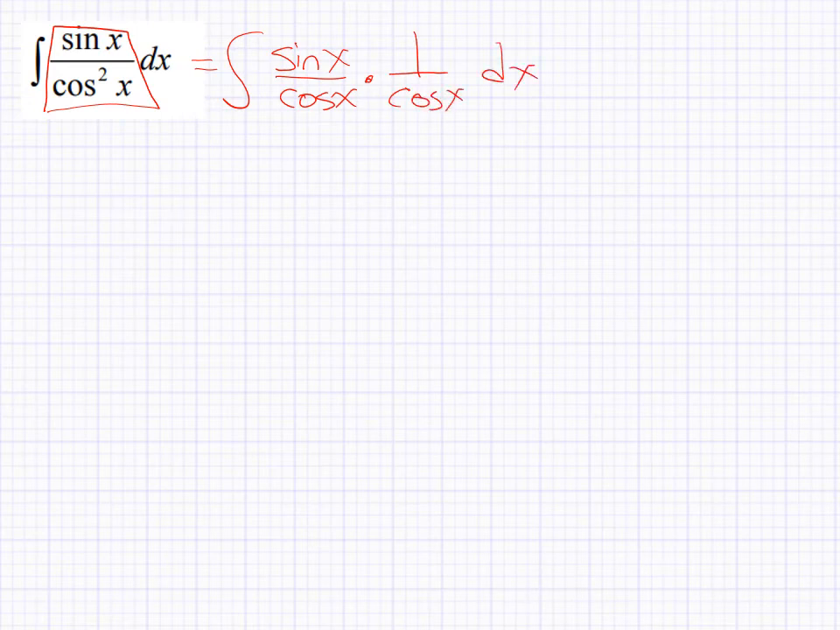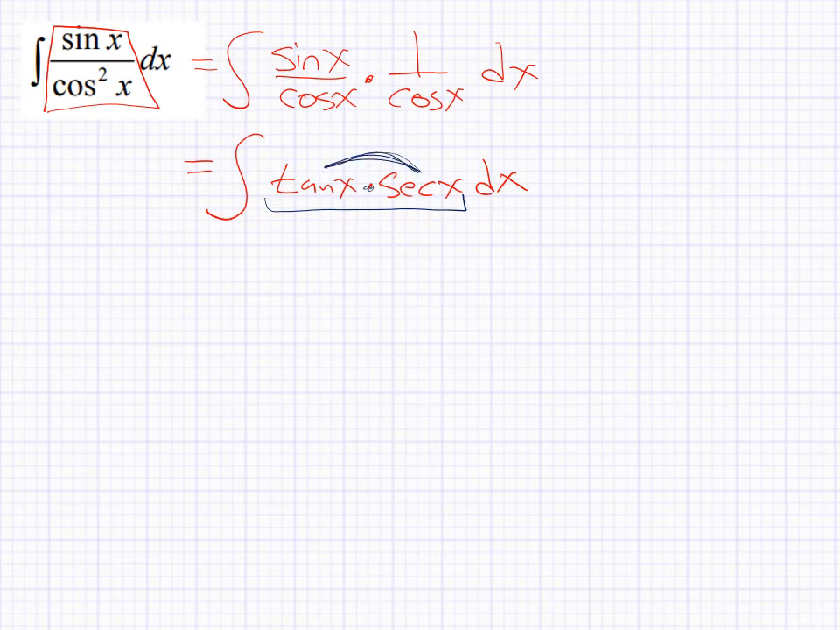Okay? Then I write that as sine x over cosine x is tangent x, and 1 over cosine x is secant x. Then I have something that I should be able to work with. Tangent x times secant x is the same thing as secant x times tangent x. They're multiplied together, so the order doesn't matter. You can swap these back and forth. But that is a derivative you should know. That is the derivative of secant x plus c.